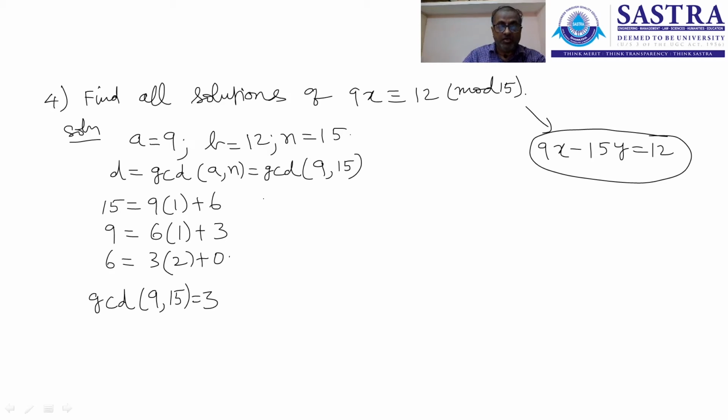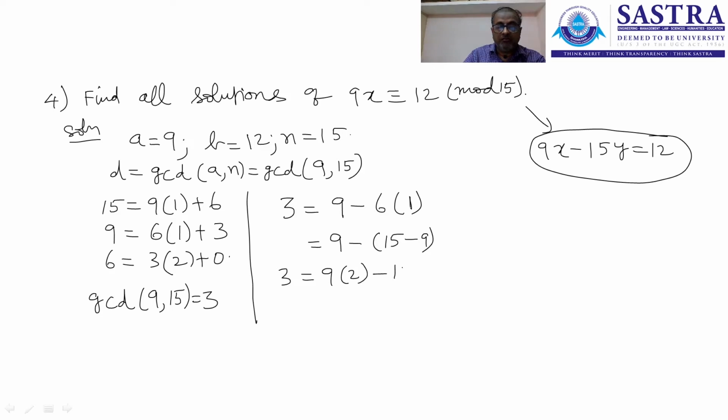Now I express this 3 as 9 minus 6 into 1. Now I will replace this 6 with 15 minus 9. So I will have 3 is equal to 9 into 2 minus 15 into 1. Now you can just compare these two equations. These two are one and the same, except I have 3, whereas the required value on the right hand side is 12. Now I multiply this with 4.